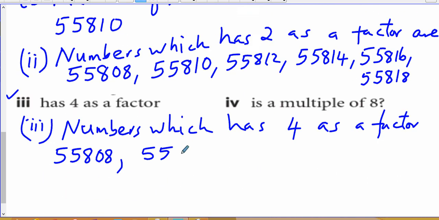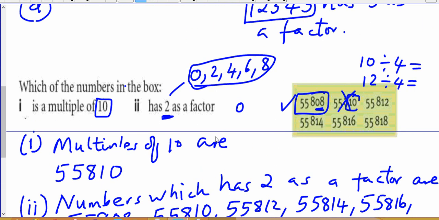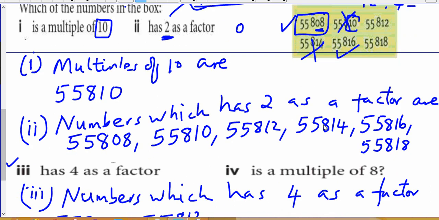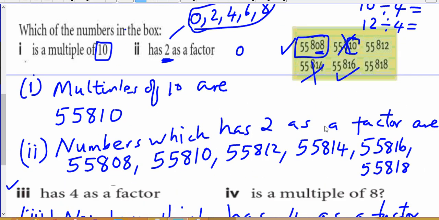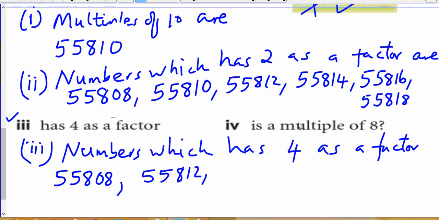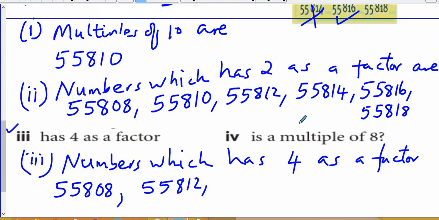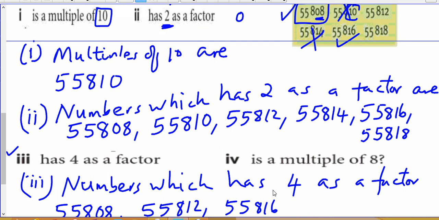55812, comma. The next number will be, no, this is not because it's forming 14. The last two digits form 14, not divisible by 4. This number, yes, the last two digits are 1 and 6, which together form the number 16, that is divisible by 4. So put that there. 55816.